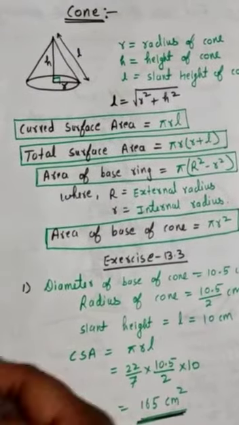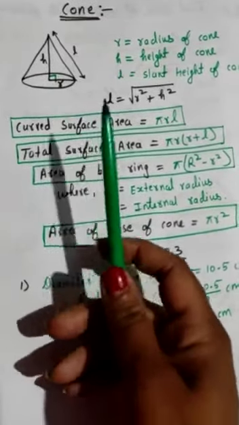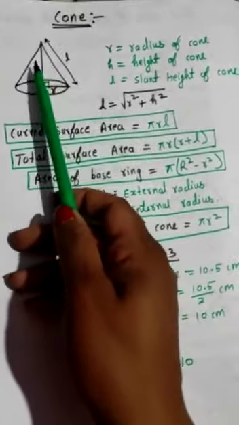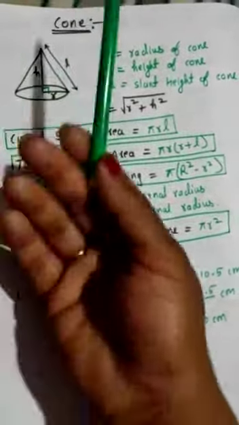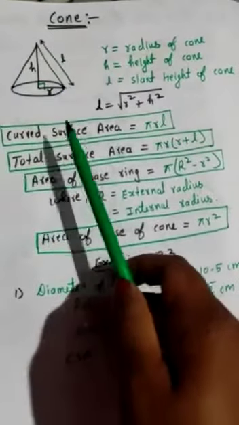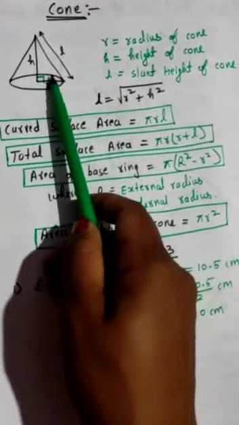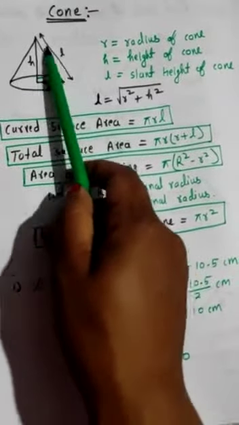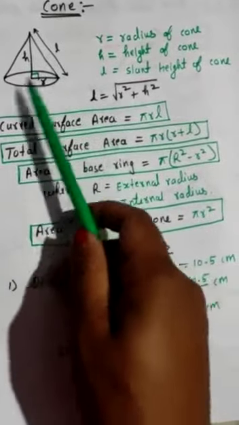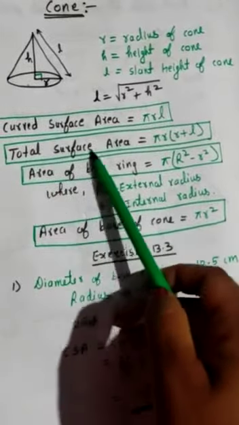Now, as we have studied about the CSA and TSA of cylinder, cuboid and cube, similarly you have curved surface area of cone also. Curved surface area means when you are just talking about the lateral one. The curved surface area of the cone, when you are calculating it, will be pi r L. And when you are adding the base area, okay, the base of the cone is a circle, so when you add the area of that circle to this CSA, it will become the TSA, total surface area.